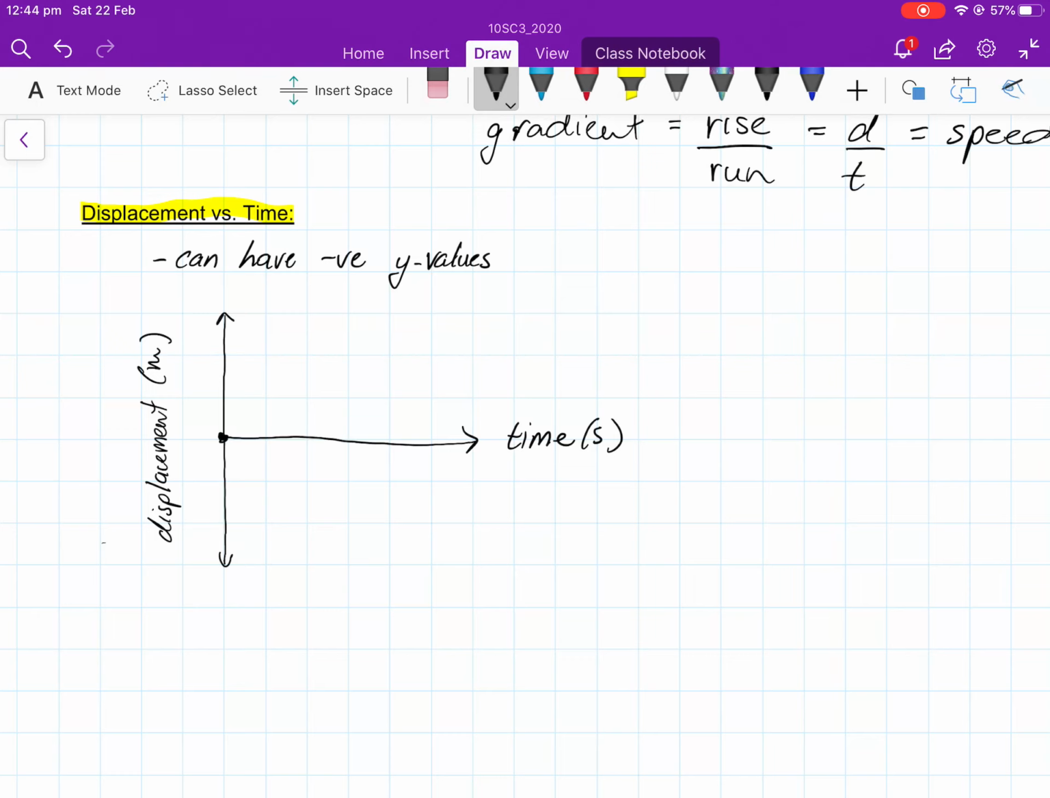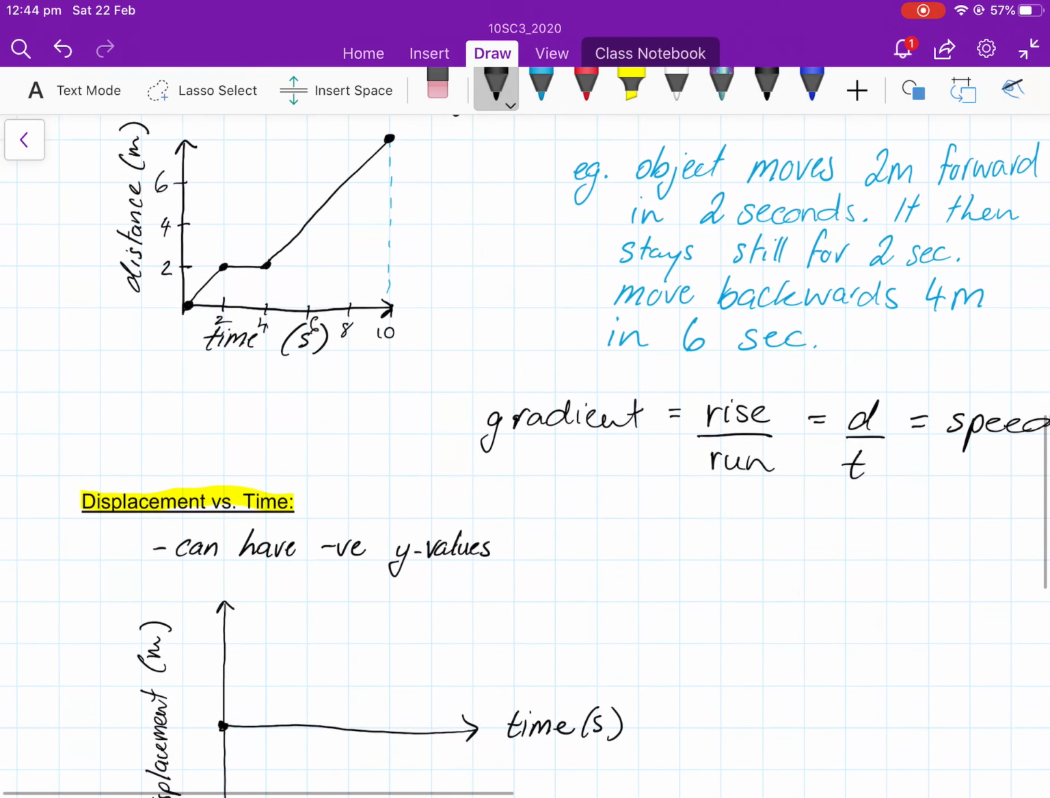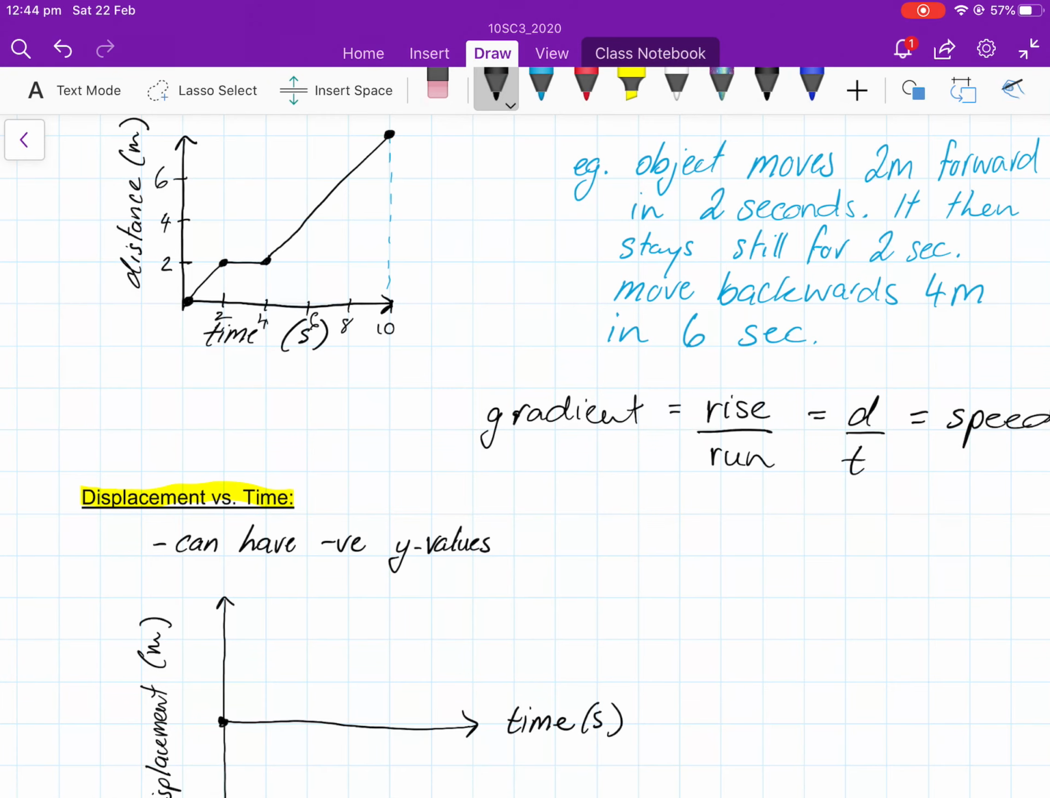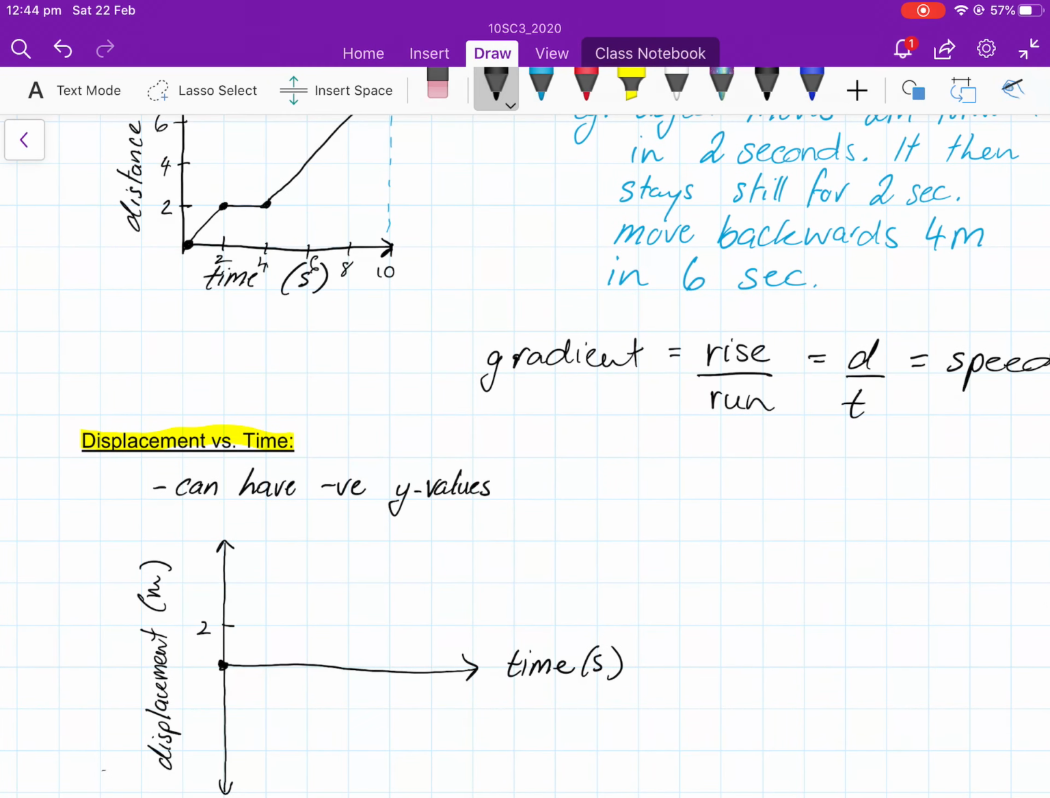So if we look at our example, we've got an object moving forward 2 meters in 2 seconds. So I'm going to put this as 2, 4, 6, 8, 10, and -2 meters, -4 meters, and we can always make our axes bigger if we need. The object is going to move forward 2 meters in 2 seconds, so it's moving forward, which means it's in our plus section. And I'm going to connect the dots. So far it's looking the same as our distance versus time graph.